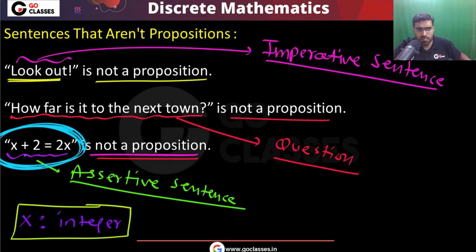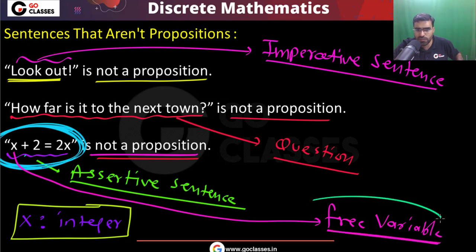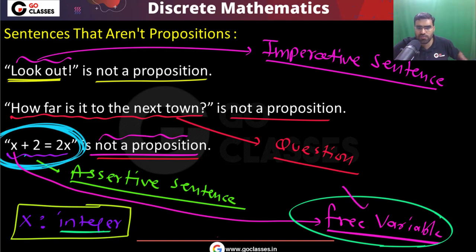The reason is simple: in this sentence you have a free variable. x is a free variable. Free variable means you can replace this x with any integer, and depending on the value of x it will be true or false. So this is not a proposition, because the truth value depends on the value of x you are putting. Sentences with a free variable are also not propositions.